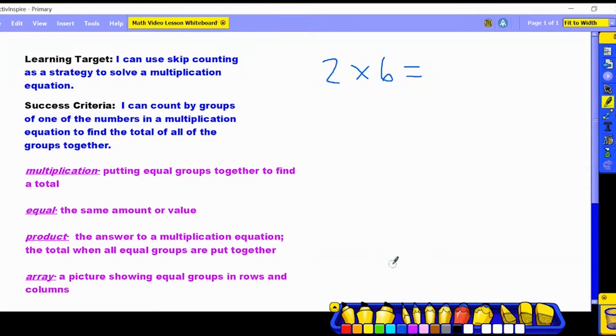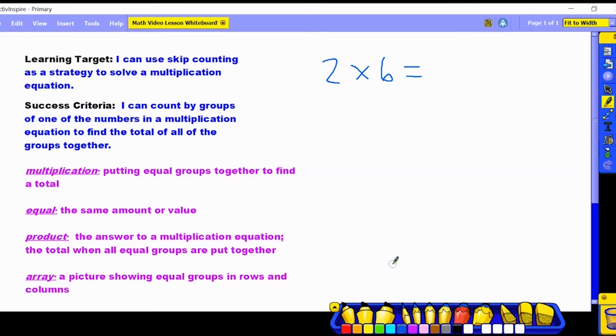So I'm showing an equation. We've seen this one before, but today I want you to get a chance to solve this using the new strategy that we talked about today, which is skip counting. First, you might need to go grab a paper and a pencil, or you can also do this by just skip counting out loud and using your fingers to keep track. But try skip counting to solve 2 times 6.